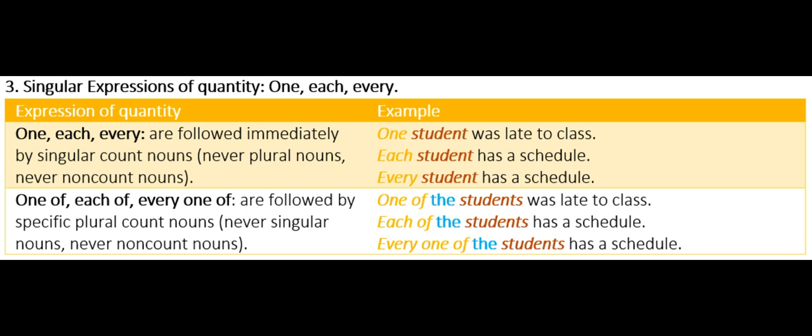One of, each of, every one of are followed by specific plural count nouns, never singular nouns, never non-count nouns. Example: one of the students was late to class. Each of the students has a schedule. Every one of the students has a schedule.